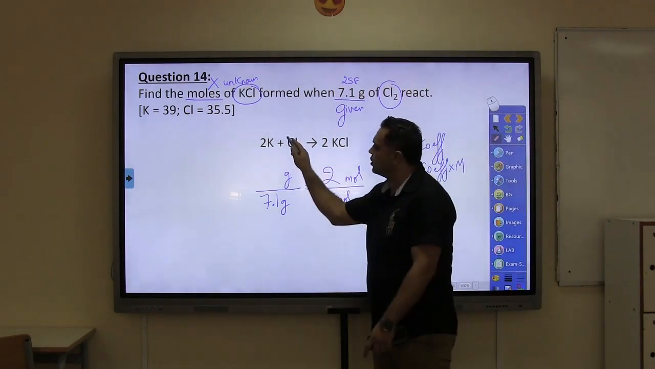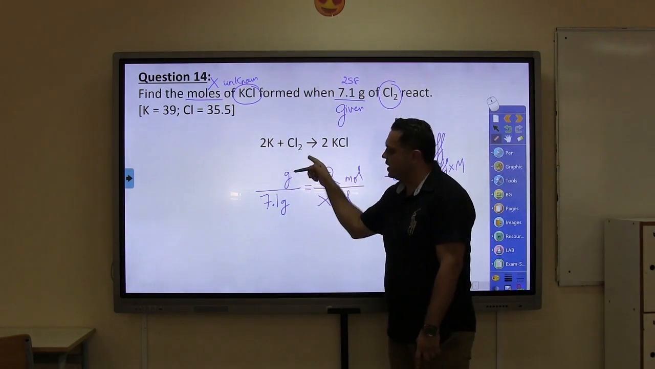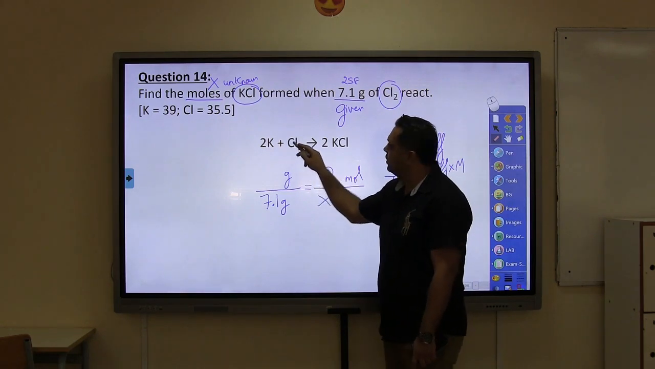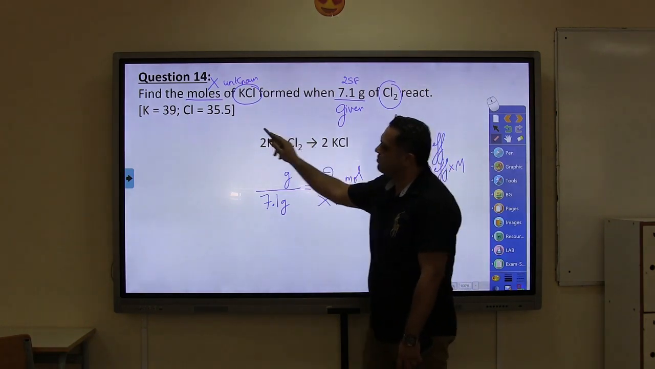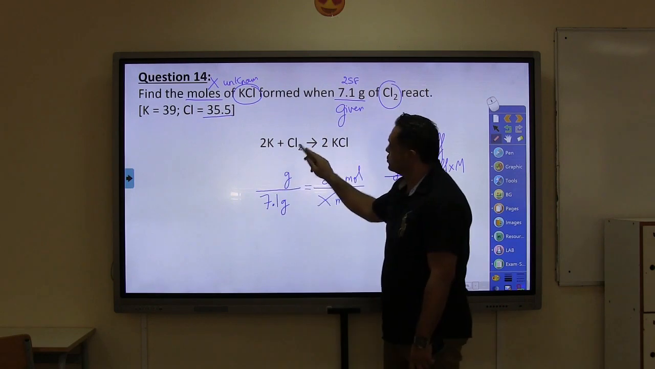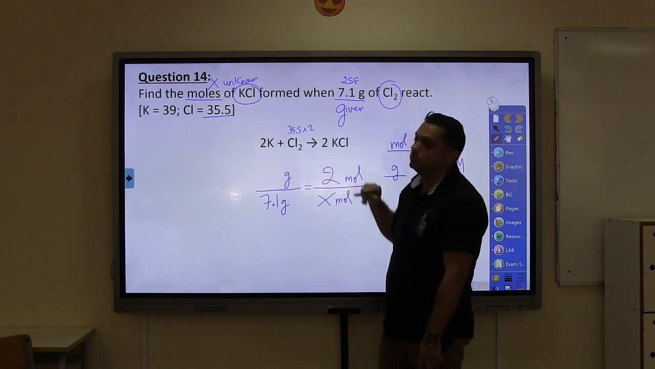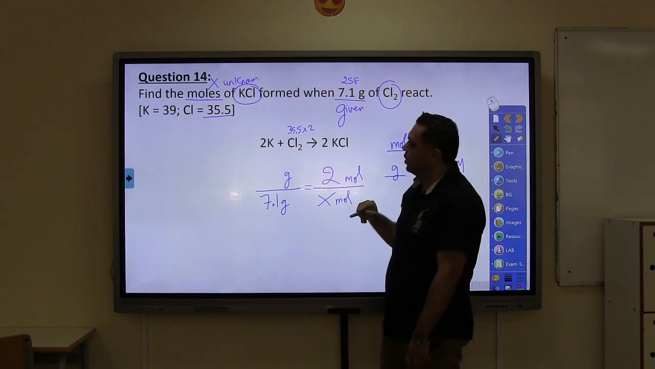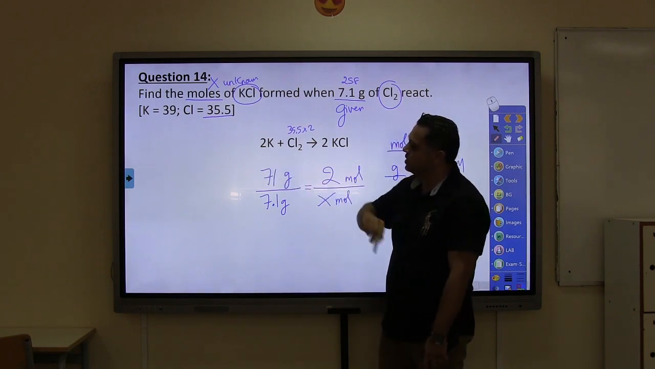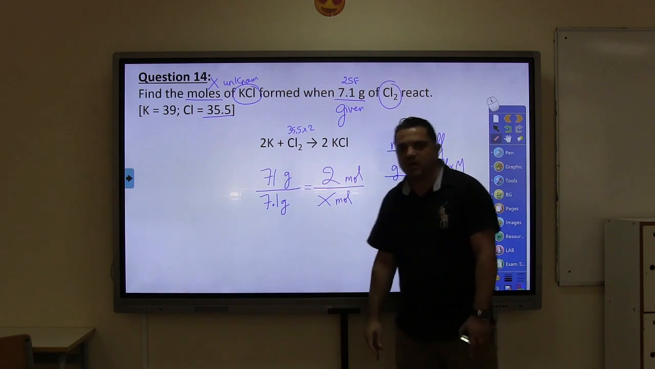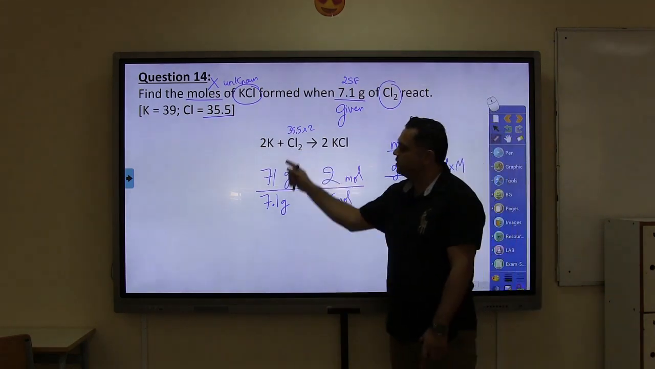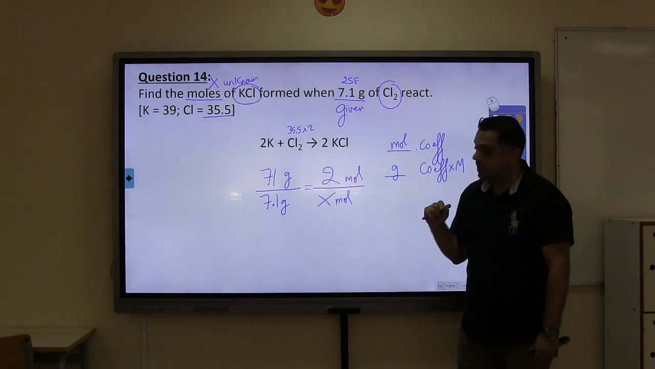You are lucky here, the coefficient is 1. So 1 times the molar mass. We know that Cl is 35.5. So to get the molar mass, it's 35.5 times 2, which will be 71 grams. So 71 grams here times 1, which will not affect the answer. So 71 grams will be the molar mass of Cl2.